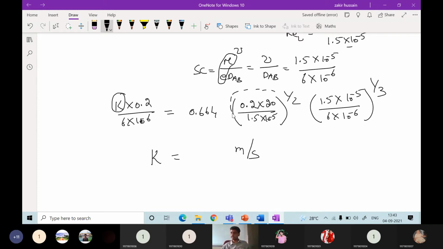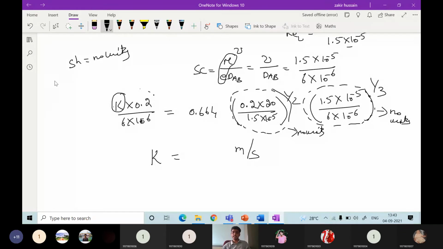You can check units also. Re has no units, these are all dimensionless numbers. Schmidt number also doesn't have units. Here K D by D_AB, all together, the Sherwood number will not have any units. But when you expand, Sherwood number is equal to K D by D_AB, and K we are calculating. So K is equal to Sherwood number times D_AB by L. D_AB is meter square per second, divided by L in meter, so one meter will be cancelled. Therefore, you will get the answer in meters per second.